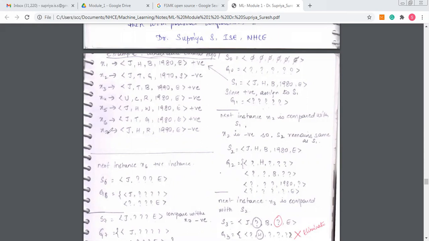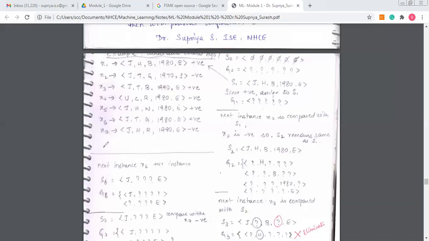X2 is again Japan, Toyota, green, 1970, and it's a sports model and it's a negative sample. X3 is Japan, Toyota, blue, 1990, an economy car. USA, Chevrolet, red colored, 1980, economy. Again Japan, Hyundai, white, 1980, economy. Japan, Toyota, green, 1980, economy. Japan, Hyundai, red, 1990, economy, which is a negative sample. So these are the given instance samples to us.